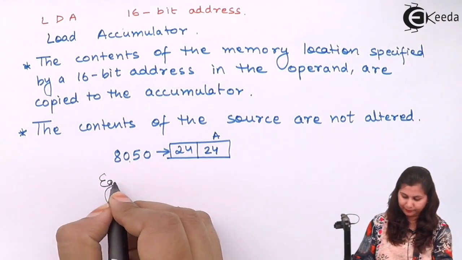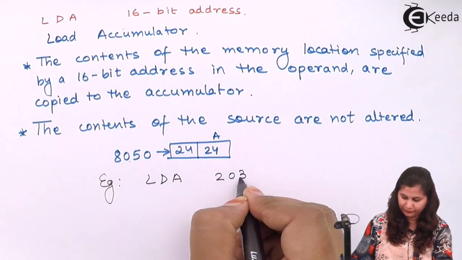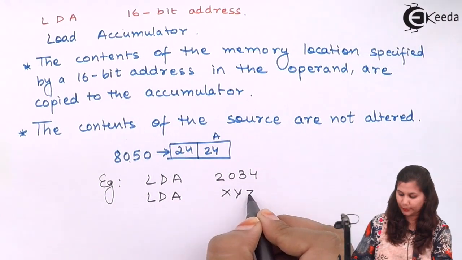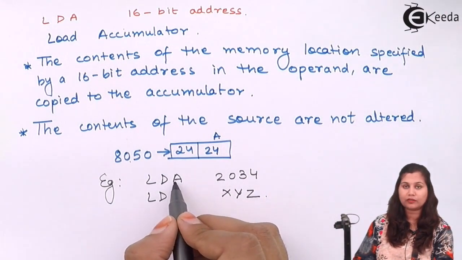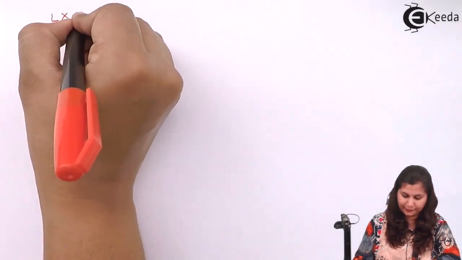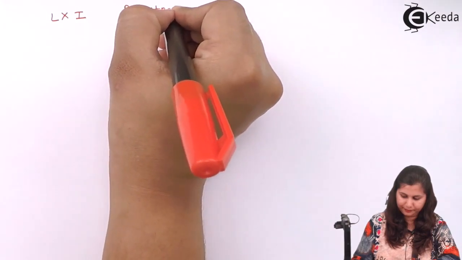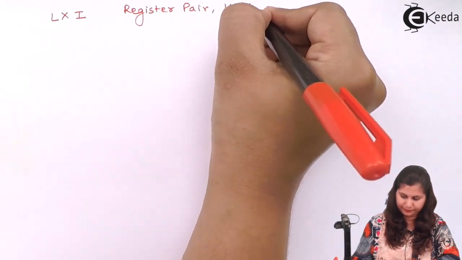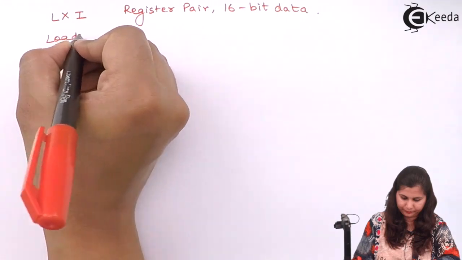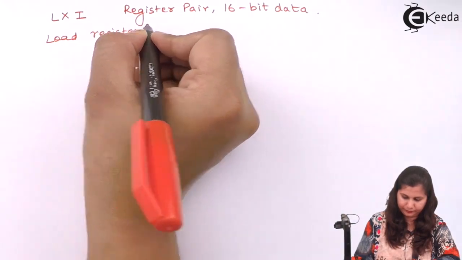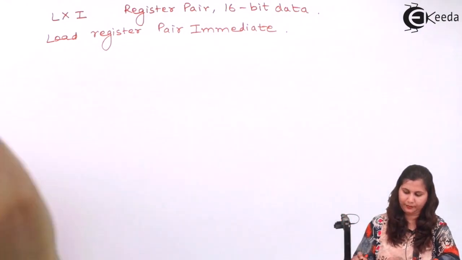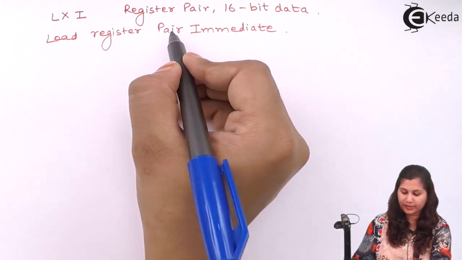If we take an example, then we have LDA 2034, or we have LDA, any address, any memory, the 16-bit address can be here. So XYZ. So the contents of this memory location will be copied into the accumulator. Next instruction is LXI. This instruction is load register pair immediate.